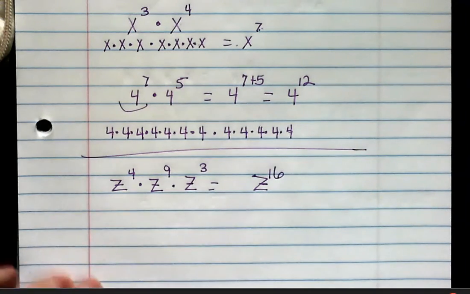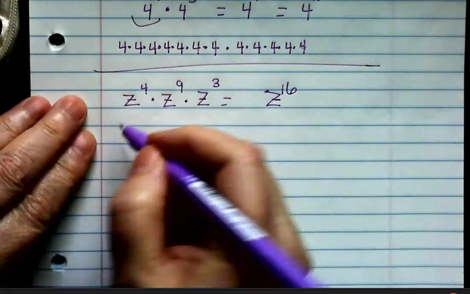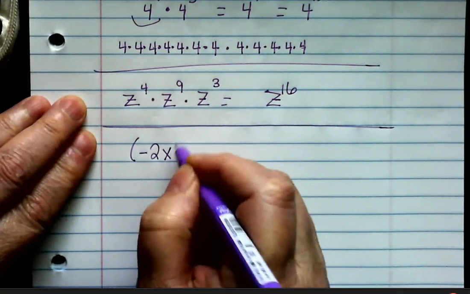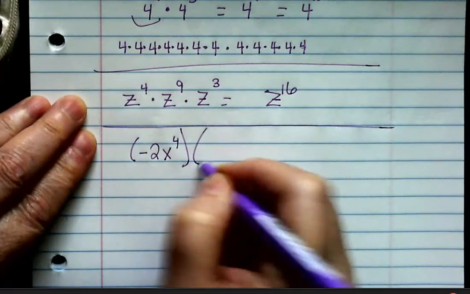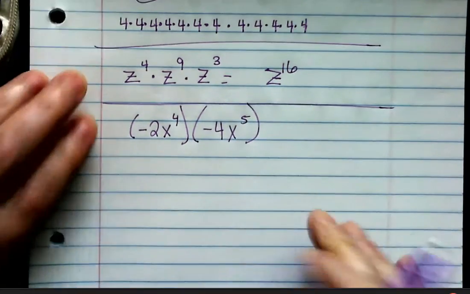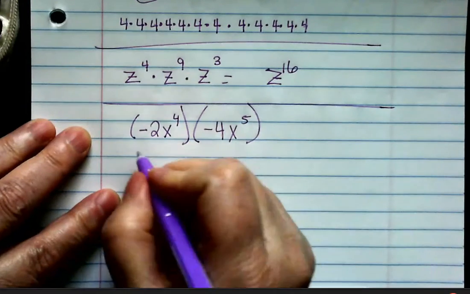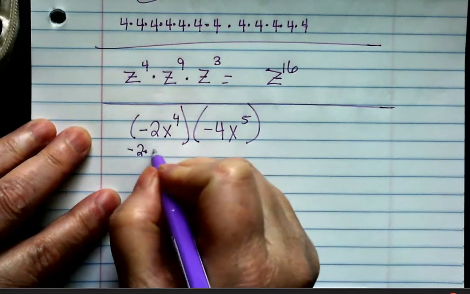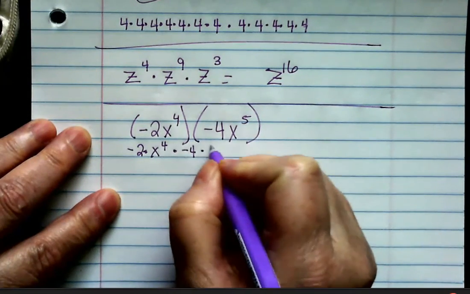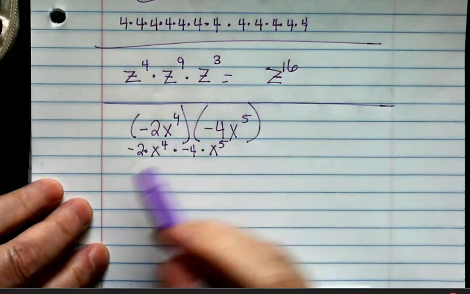So let's take a look at another one that has parentheses. Negative 2x to the fourth and negative 4x to the fifth. Now, this is all multiplication. If I wrote this out, this would look like negative 2 times x to the fourth times negative 4 times x to the fifth. So we put together what we're doing.